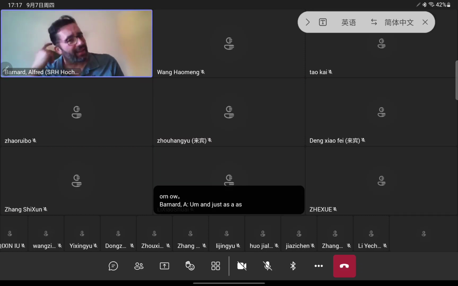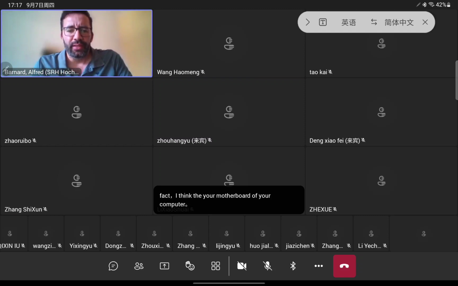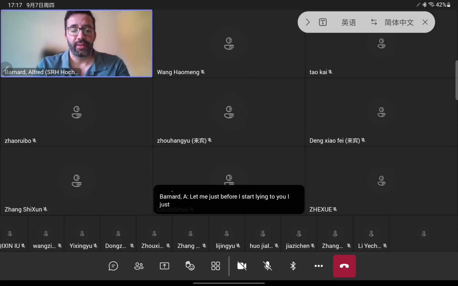And just as an interesting fact, I think your motherboard of your computer. Let me just, before I start lying to you, I just want to figure this out. How many layers?